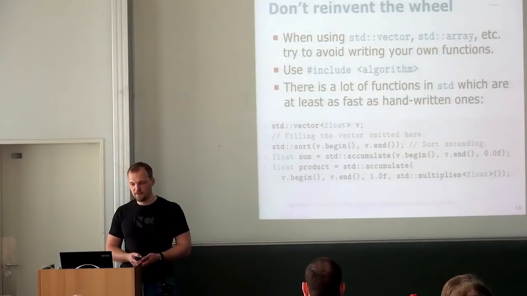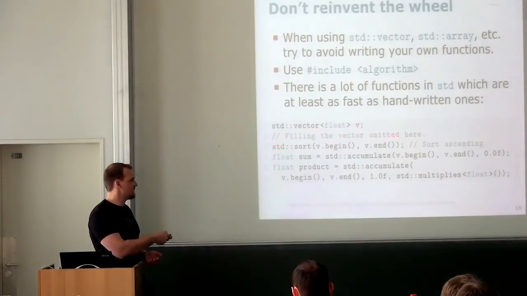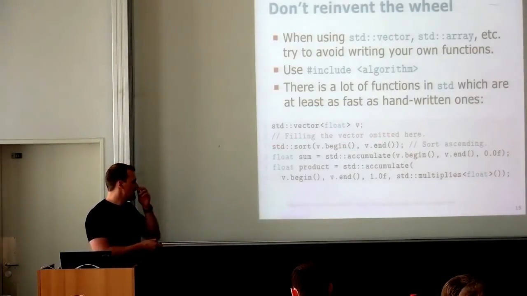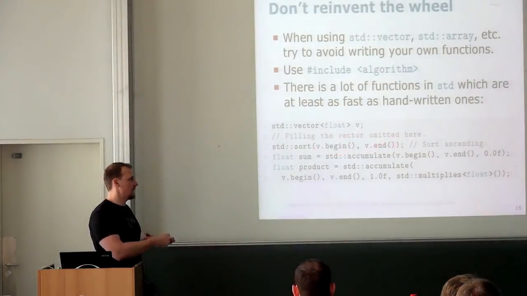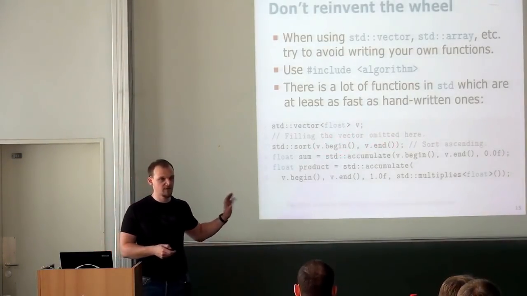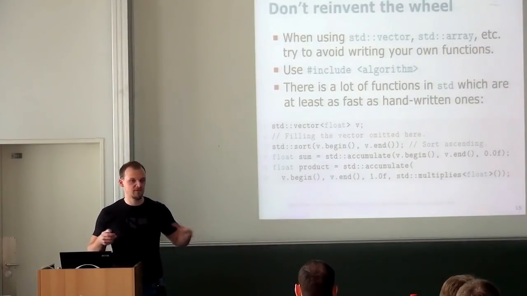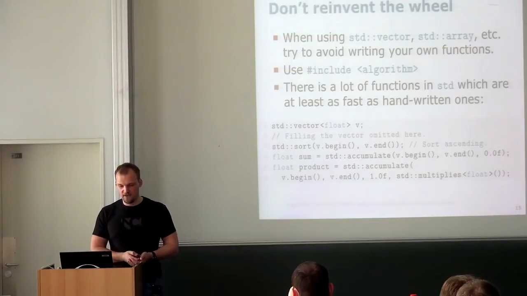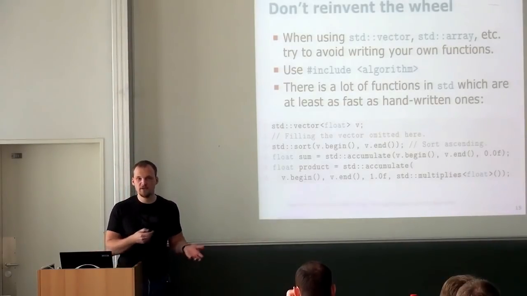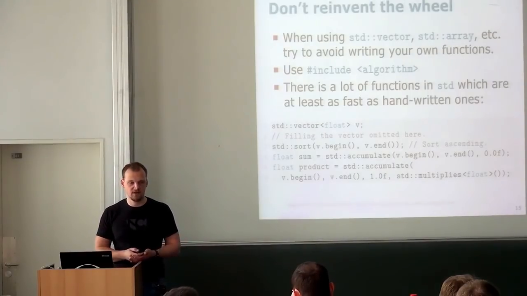So what you need to do is, if you have a vector and you fill it in some way, you basically say, well, I want to sort it, and I want to sort everything from begin to an end. For now, we don't really care what those begin and end mean, but just bear with me that they're a begin and an end of a vector. You can also do sum, so you don't need to write a sum, like a for loop that goes through the vector and so on.